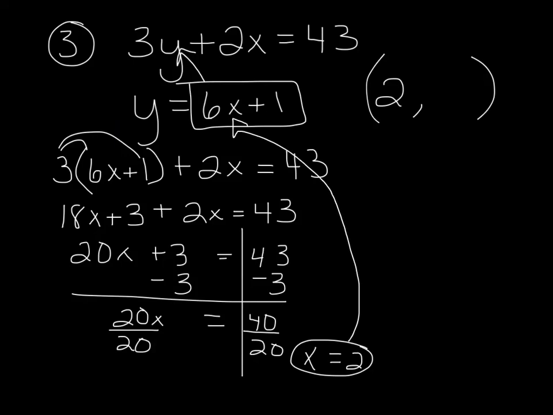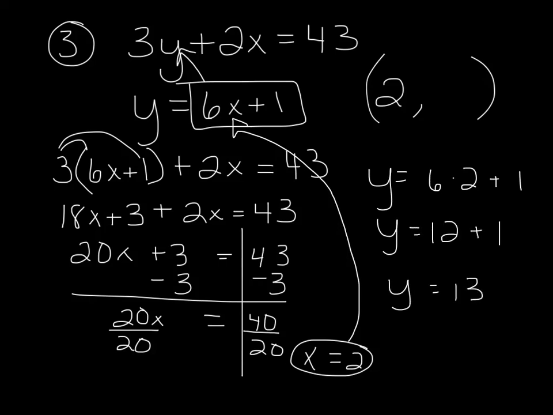So now we have y is equal to 6 times 2 plus 1. Y equals 12 plus 1. Y is going to be 13. So we put 13 in for y. There's your answer. That's where your lines would cross on your graph, and that is your solution.